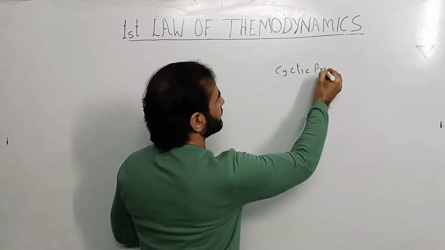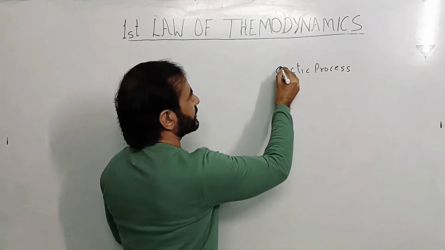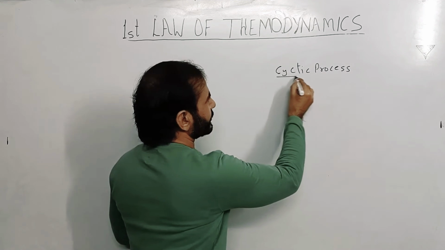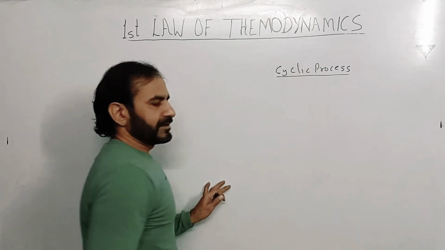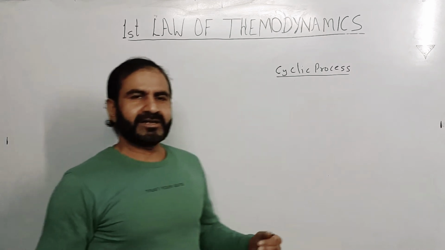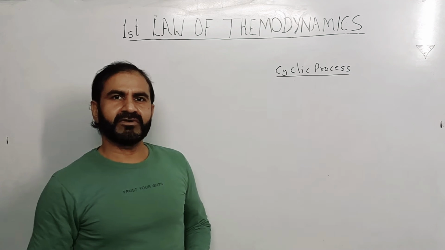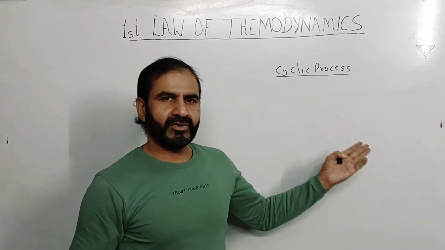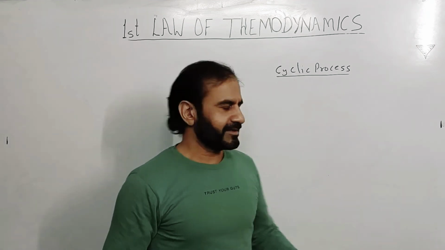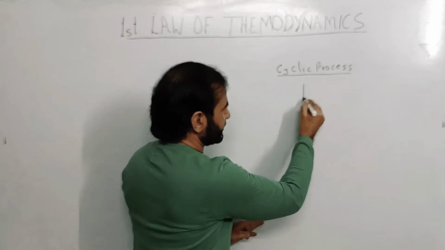Cyclic process. What is a cyclic process? There is some thermodynamic state, say a state of a thermodynamic system, say a gas, having a particular volume at a particular temperature and pressure. We can understand it using a PV graph.